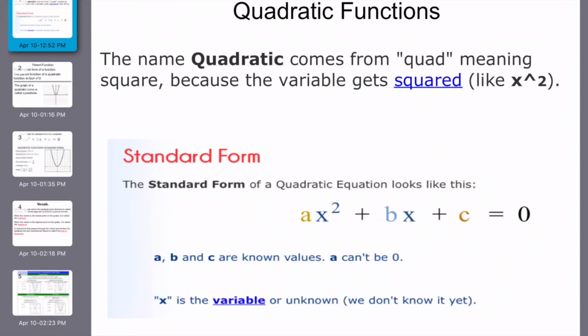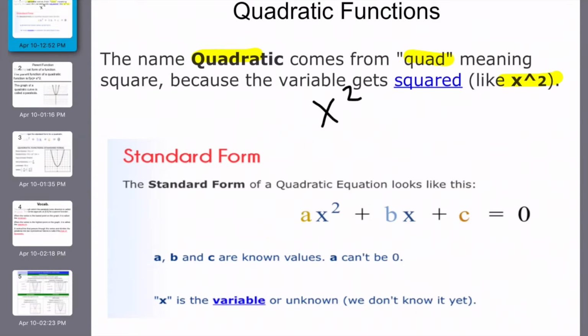Quadratic functions. Well, the name comes because of quad, meaning that the variable gets squared, like x squared. So we know that any function is going to be a quadratic if it has an x squared in it, anywhere. Okay? So quad coming from a square because the variable gets squared.